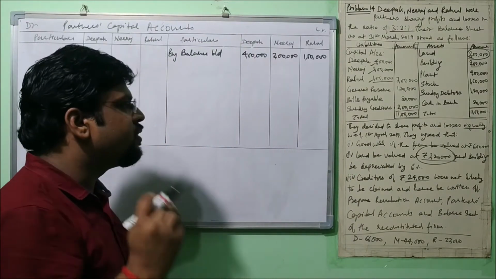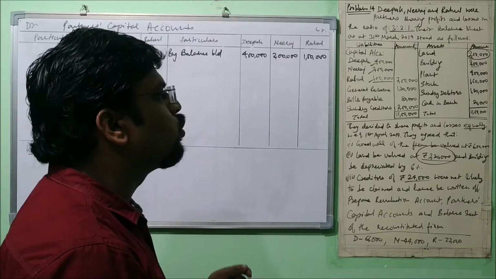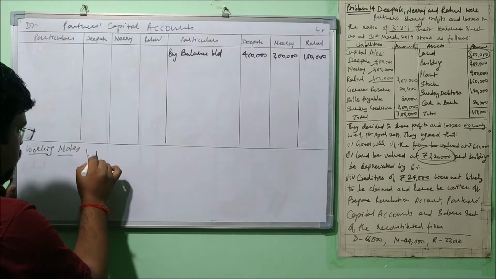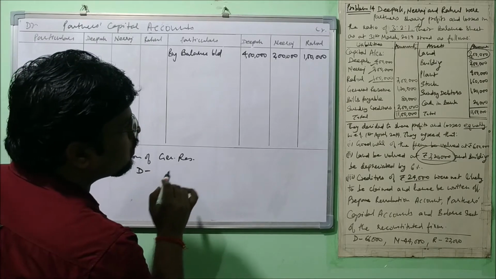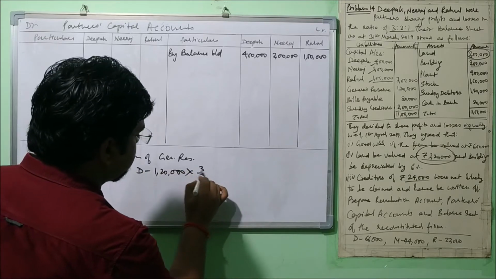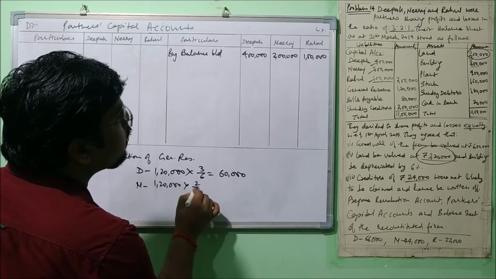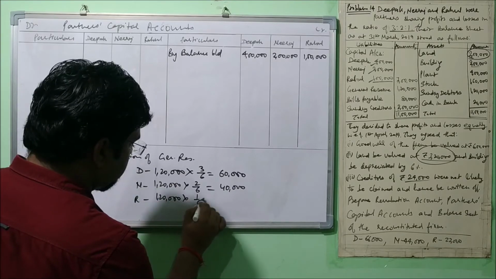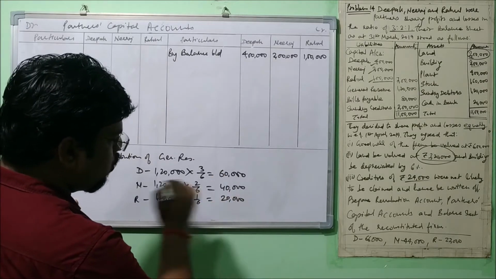I have already explained in a previous video that if there is no information regarding general reserve, then by default it is distributed among the partners in the old profit sharing ratio. So let's do the distribution. For Deepak, how much amount is he going to get out of this reserve? What is the value of the reserve? 1,20,000. Deepak is going to get 3/6, that is 60,000. Neeraj is going to get 2/6, that is 40,000. And Rahul is going to get 1/6, that is 20,000. Fine. Total 1,20,000.